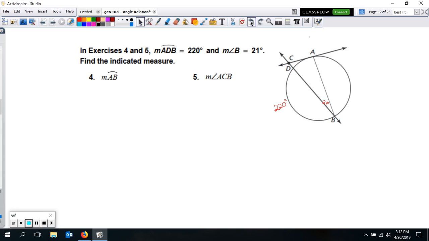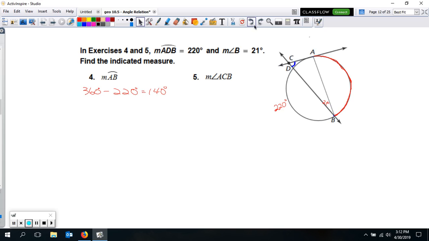So that's going to be this arc on this side. So that's the rest of the circle. So you have this arc that we know is 220. Here's the rest of the circle. So circles are 360 degrees. We just need to subtract 220 from that, and that would give us 140 degrees. So that's the measure of arc AB is 140 degrees.